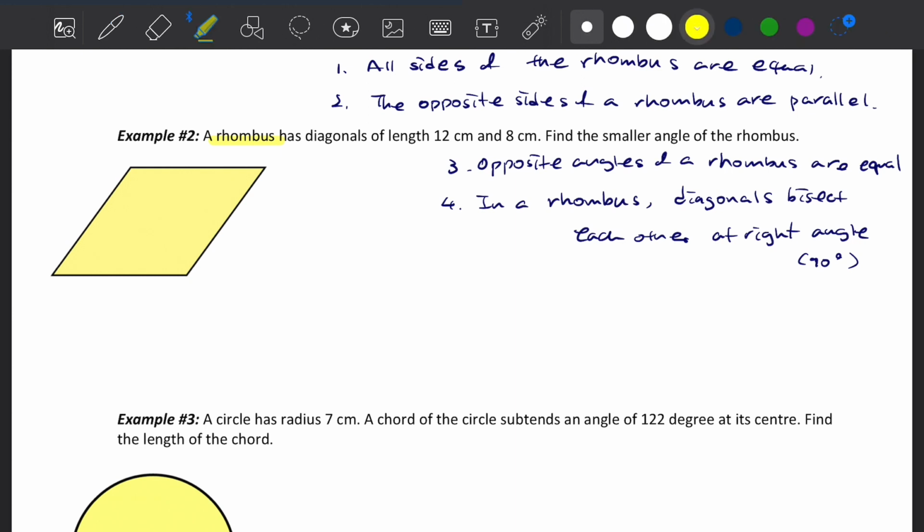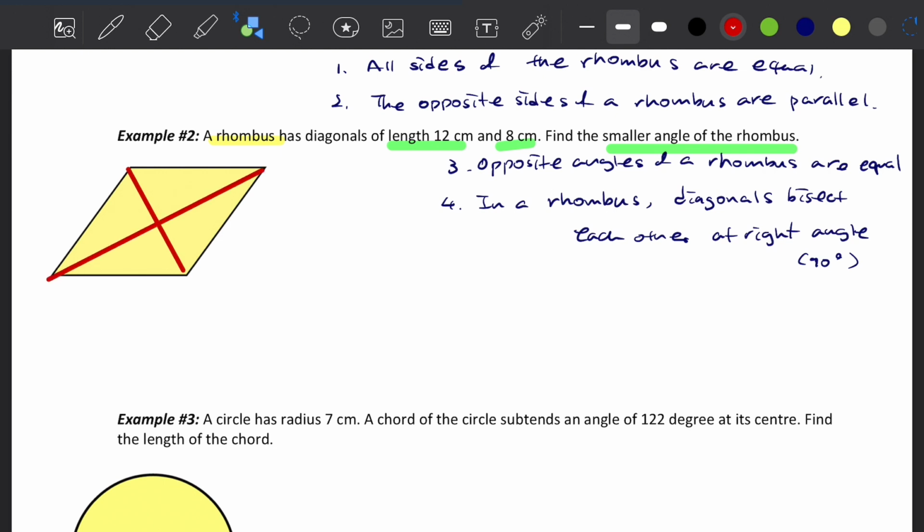So if you look at this question here, it says that a rhombus has diagonals of length 12 centimeters and 8 centimeters. We need to find the smallest angle of the rhombus, right? Diagonals means that we have lines that bisect this shape like this. Let's use a different color for different diagonals. One like this and another one like this. And then we know that the longest one has 12 centimeters, and the smaller one has a length of 8 centimeters.